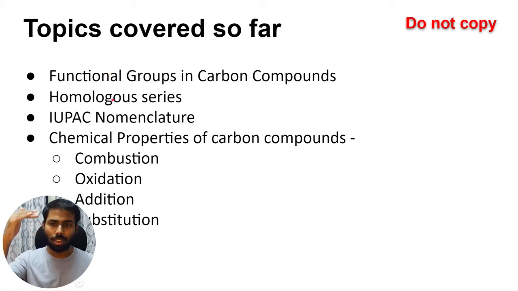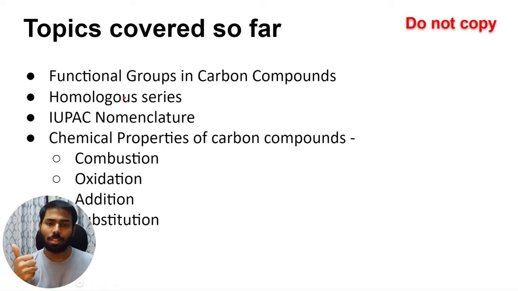Homologous series are a series of compounds which have the same functional group, but the differences in the length of the carbon chain. Okay, so there will be a few molecules which have the same functional group but different number of carbon atoms in the chain. Okay, so that's called as homologous series. And we had seen a few characteristics about homologous series, right?